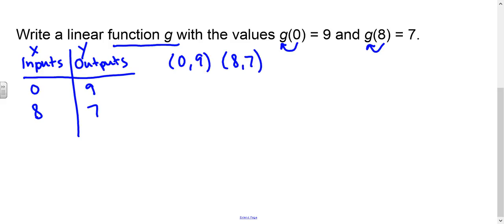So again, if we follow our 3 steps, first we need to find the slope. We can do that by graphing or by using the formula. Since we don't have a graph right here handy, we're just going to use the formula. Okay, so for slope, I'm going to do y sub 2 minus y sub 1 over x sub 2 minus x sub 1.